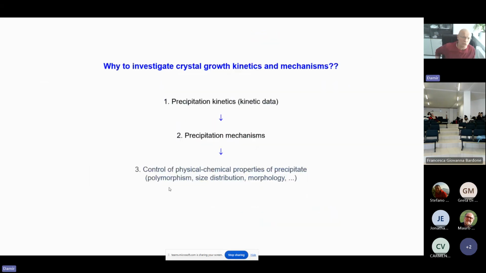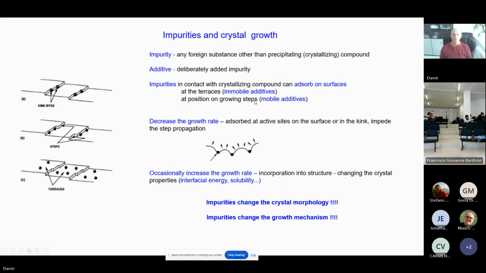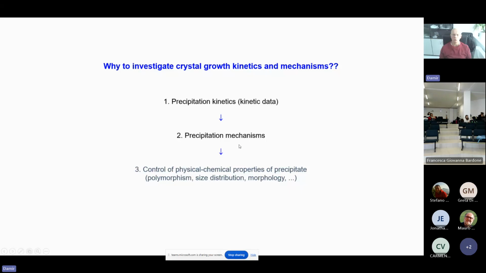A legitimate question is why investigate crystal growth kinetics and mechanism. The answer is relatively simple. In that way, it is possible to control the physical and chemical properties of the precipitate, like polymorphism, size distribution, or morphology. Namely, from precipitation kinetic data, it is possible to conclude the precipitation mechanism, and each precipitation mechanism actually gives crystals of different properties.